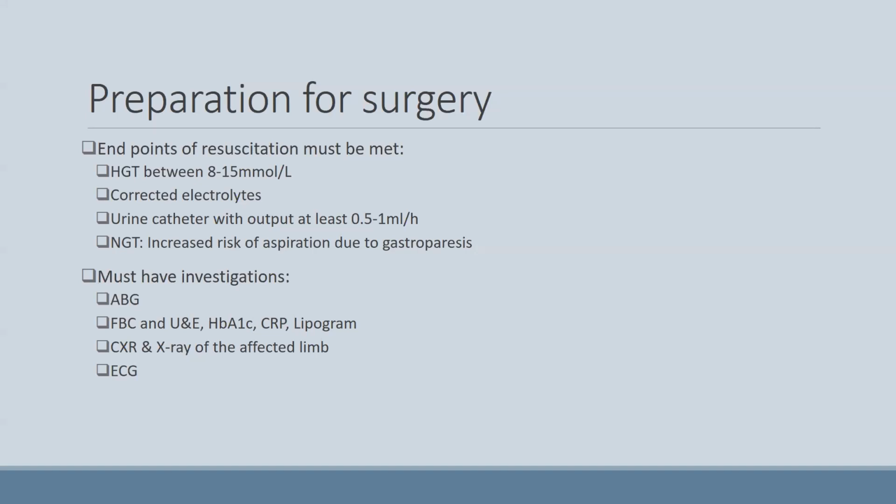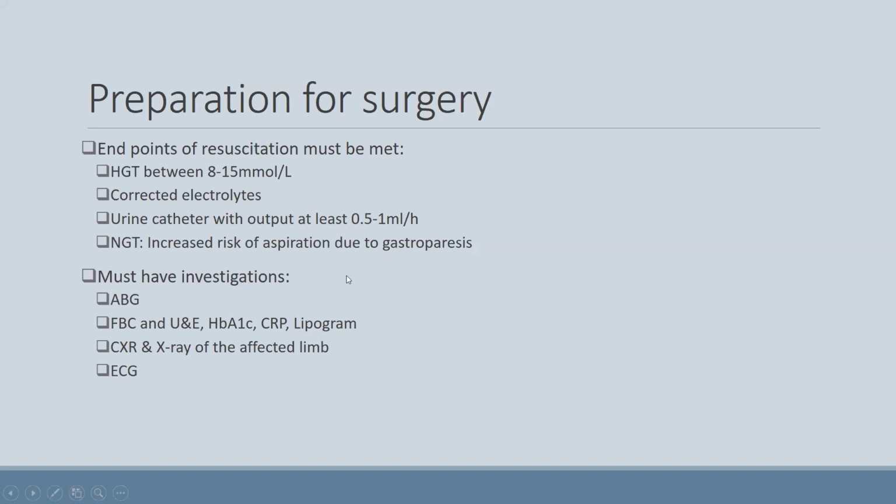Your electrolytes, the potassium, the sodium, get them as close to normal as possible. The patient must have adequate urine output to make sure that the patient is adequately volume resuscitated. And there you want the urine output of at least a ml per kilo per hour, so that you know that your patient is adequately volume resuscitated, especially because most of the time patients who need amputation or foot surgery are given spinal surgery. So if they are not adequately fluid resuscitated, the patient will crash because they will vasodilate and crash.